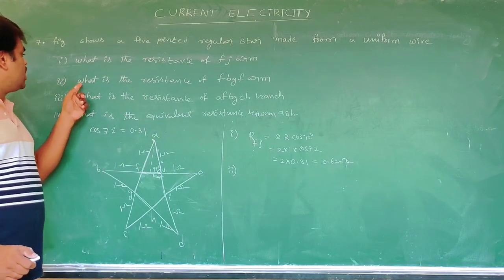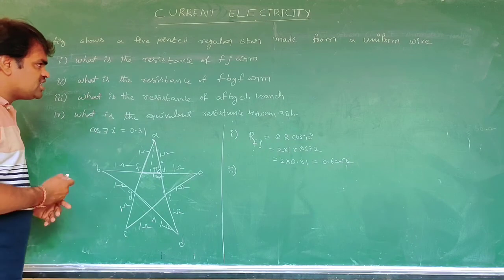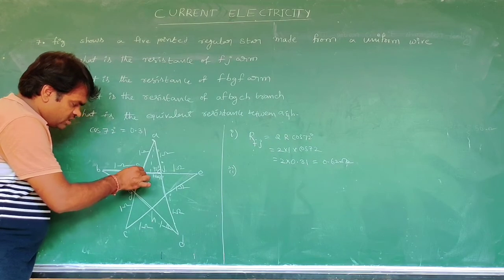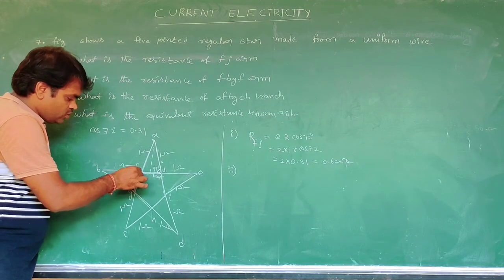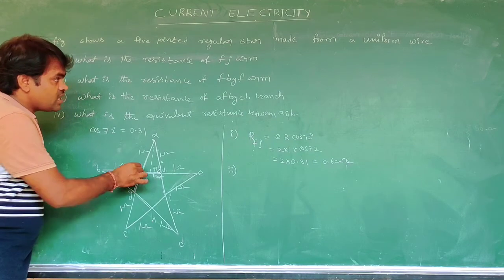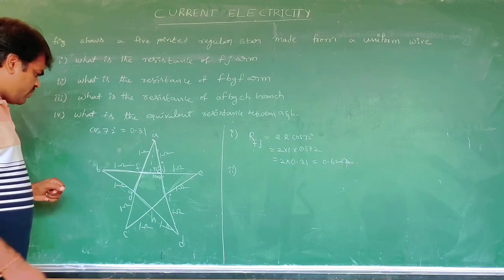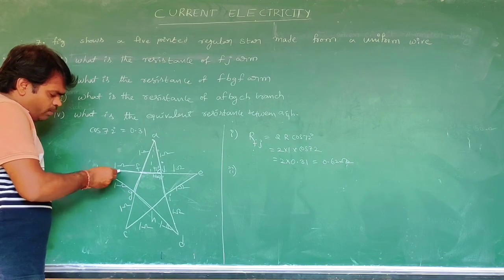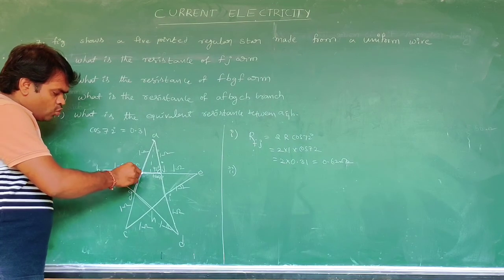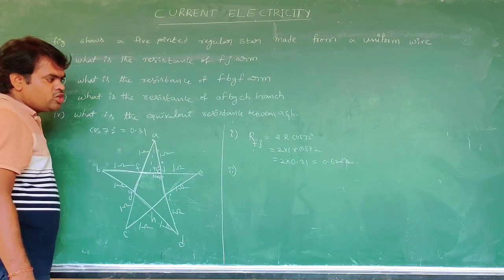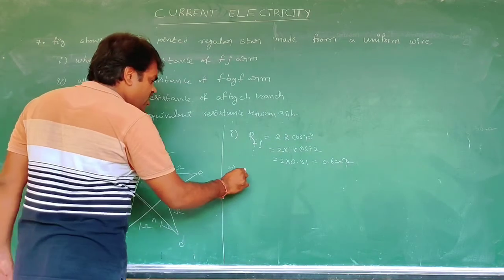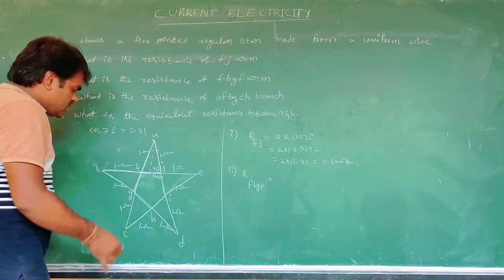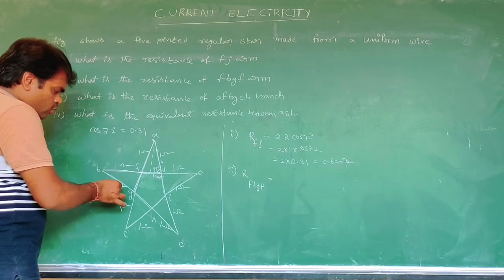Now, what is the resistance of FBGF? What is the resistance of this branch, this arm? Now we are finding here F, G. Here these two are in series. 1 plus 1, 2, plus we know this value, that is 0.62. That is the resistance of FBGF. What is it? 2 and this.